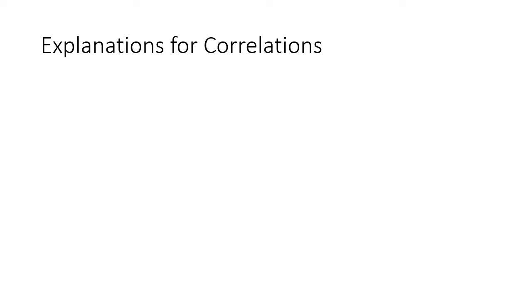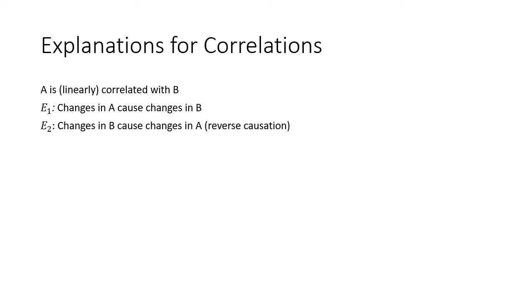So what are some possible explanations for correlations, right? When we get a correlation, we know that A is linearly correlated with B. We have a number of possibilities. One is that changes in A are actually causing the changes in B, so that A is causing B in a simplistic way. So that's one possible explanation, but there are others, right? Another possible explanation is that B is causing A, right? The changes in B are what's causing the changes in A. So we might be in a situation of reverse causation.